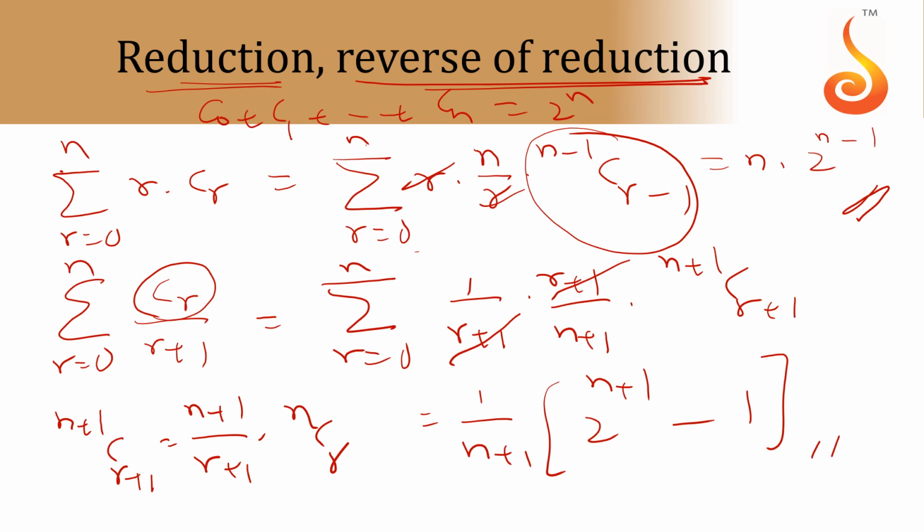Using this, you can find sigma r square into Cr, r cube into Cr. What I should do? R square, you have to write as r into (r minus 1) plus r. Separate it and do the reduction.